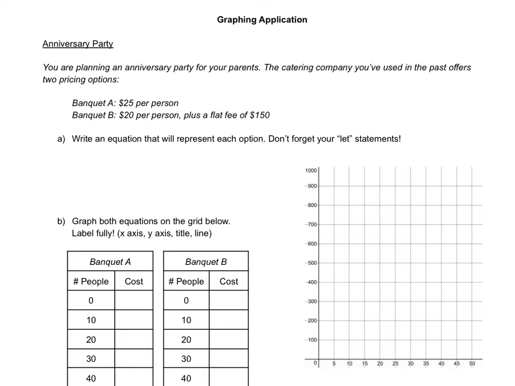So if we think back to rate of change, initial value, that means that the per person part would be our slope or our rate, and the flat fee is the initial value or the y-intercept. And for option A, the flat fee is $0. So thinking of that, and the fact that this will be a y equals mx plus b scenario, because we have a rate and an initial value, we can write our let statements and then our two equations.